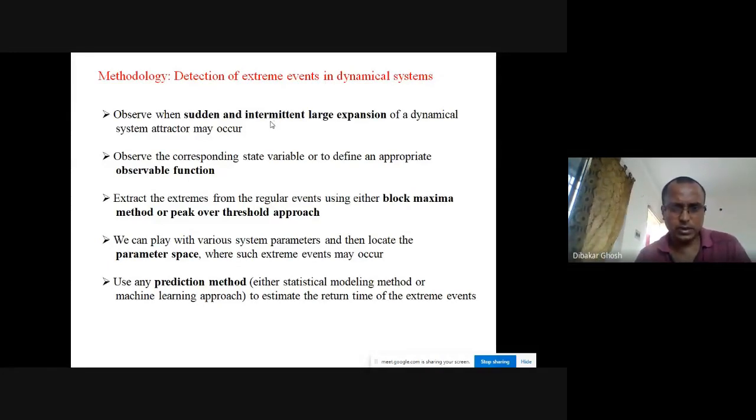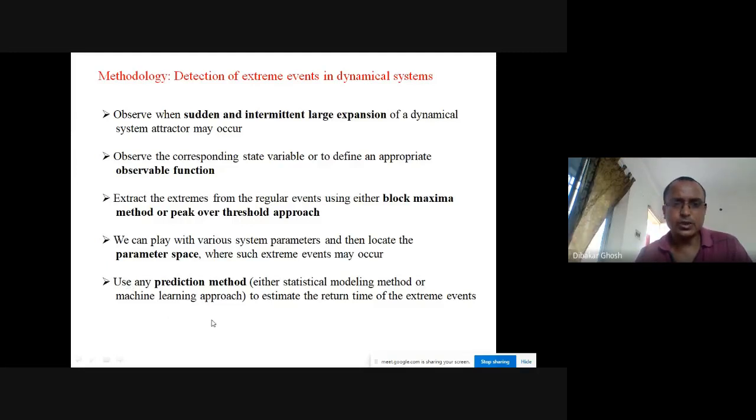After matching with some distribution function, you have to change the system parameters and locate the parameter space where these extreme events are occurring. That is, there is some instability region in the phase space. You have to identify that parameter space.